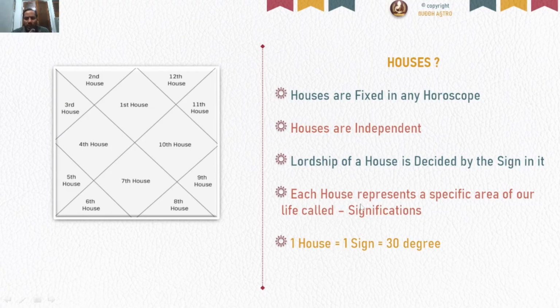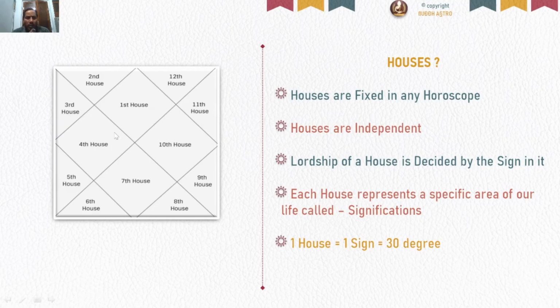Fourth point is each house in our horoscope represents a specific area of our life. The whole universe has been divided into a 360 circle, and this 360 circle has been divided into 12 parts, which are known as the houses. So each house in the horoscope, like the first house, second house, third house, represents a specific area of our life.